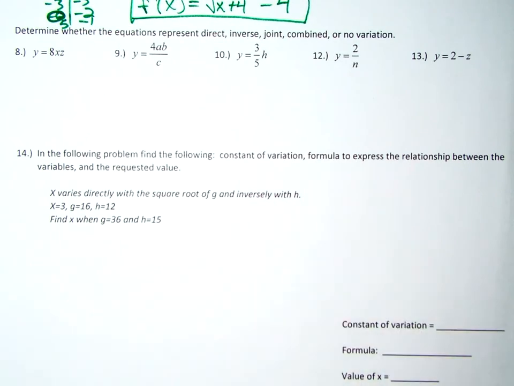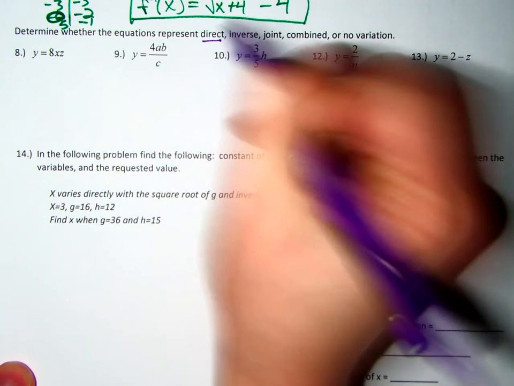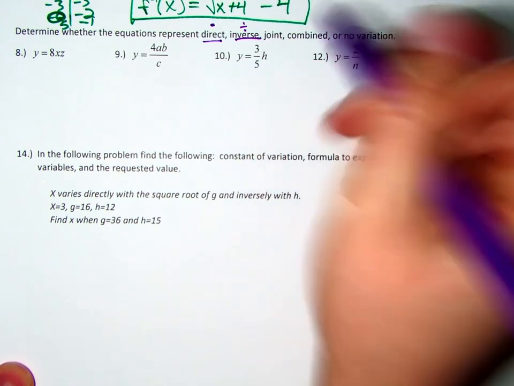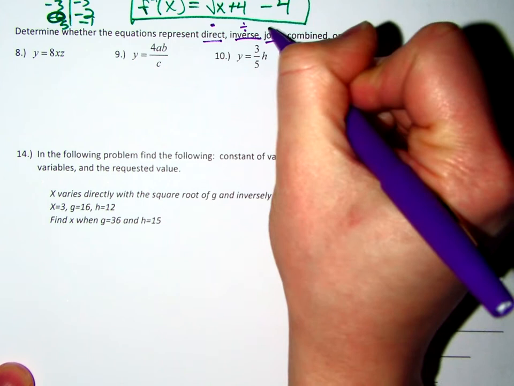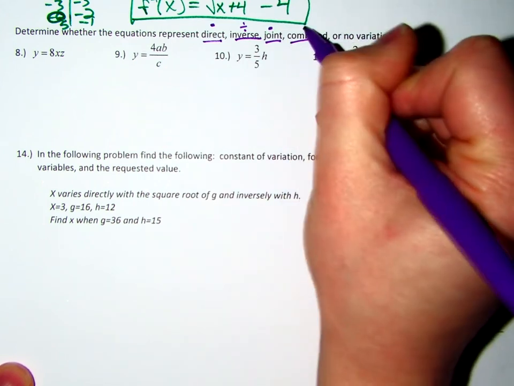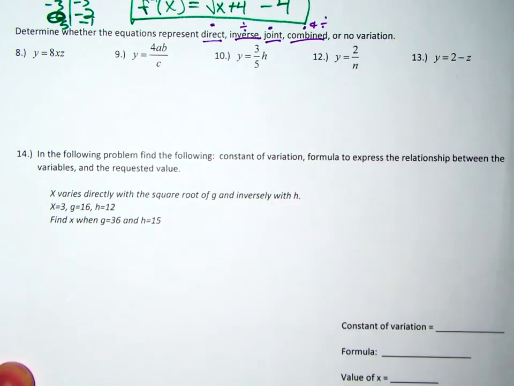All right, so now we're going to move on to the different types of variation. So remember that there's direct, which is multiplying, right, with just one variable. Inverse, which is division, with just one variable. Joint, which is multiplying with more than one variable. Combined would be multiplication and division, and no variation wouldn't have any of that.